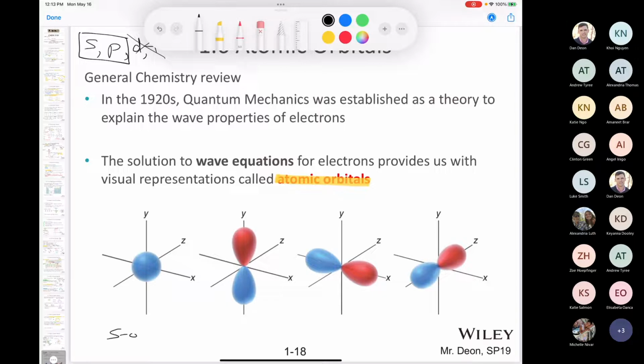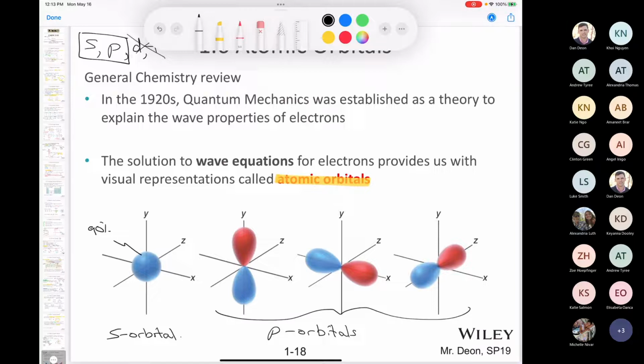This is an s orbital, s for sphere. It has a spherical shape. And all three of these are p orbitals. Sometimes my students will say p for propeller or peanut, or a lot of people say it looks like a dumbbell. But you see that the s orbital is completely spherical, and what this sphere represents is the 90% probability of finding an electron, or where we would find an electron 90% of the time.